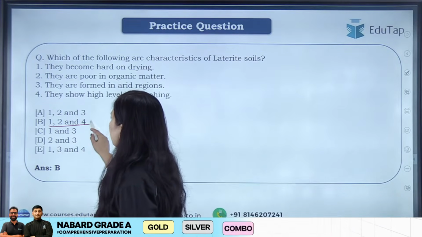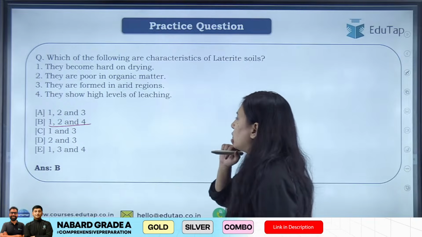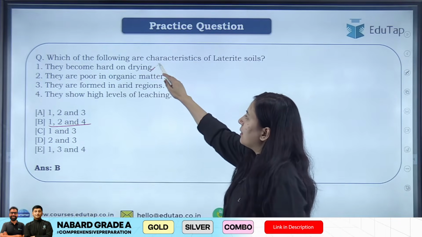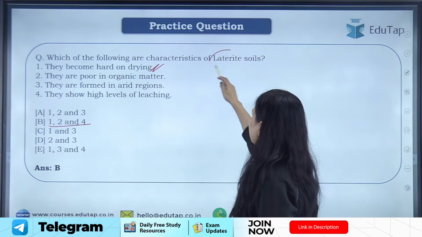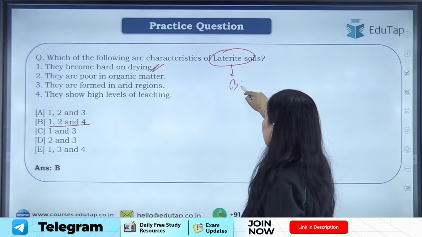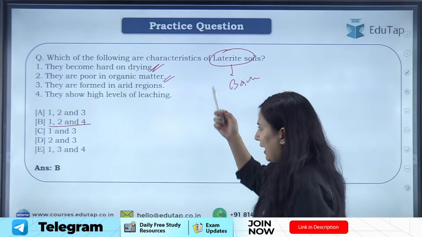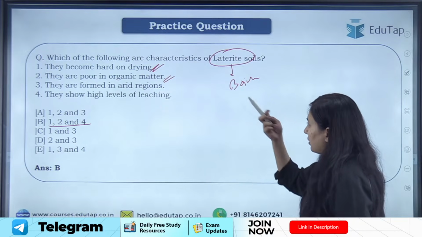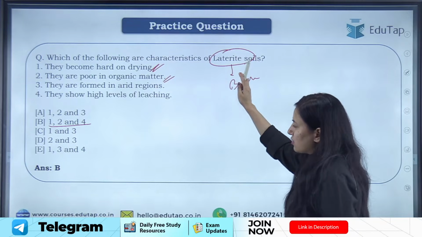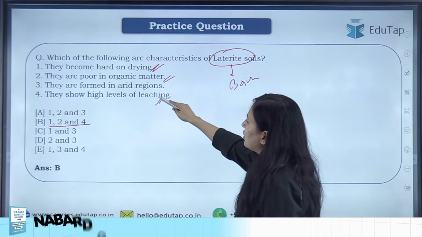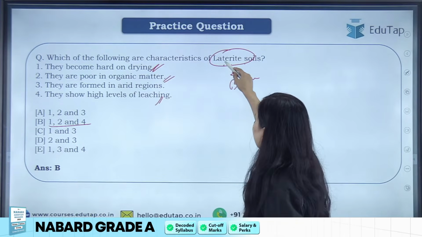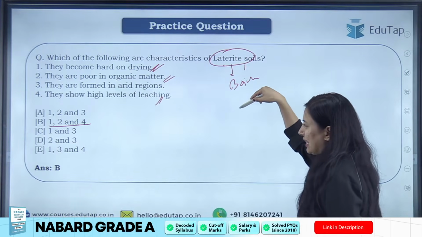ठीक है, 1, 2 and 4 are correct. That they become hard on drying. Laterite इसीलिए बोलते हैं, इनको brick soil भी बोलते हैं, because they become brick hard on drying. They are lacking organic matter. Yes, in laterite soil organic matter is not there, and they show high level of leaching. Okay, इनसे leaching भी बहुत ज़्यादा हुई रहती है.